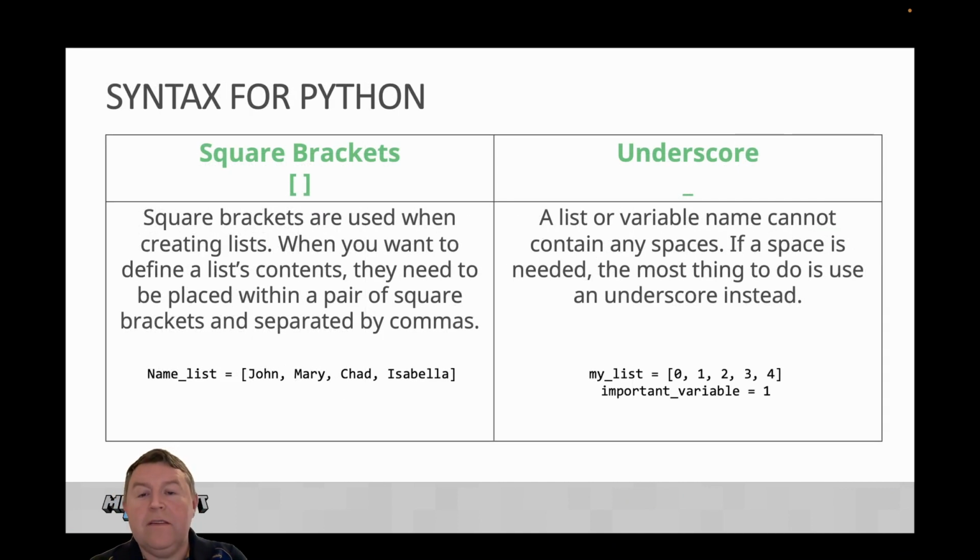Okay, so the syntax for lists uses what we call square brackets. We used curved brackets before, just normal brackets we call those. And we're going to use square brackets to make our list. So for example, here we have a name list, and we have 4 names on there: John, Mary, Chad, and Isabella. There we go. A list or variable name cannot contain any spaces. If a space is needed, the thing you use is an underscore. So you can't have a space in your name. You have to use it like this, for example, an underscore, and that's how you do it in Python.